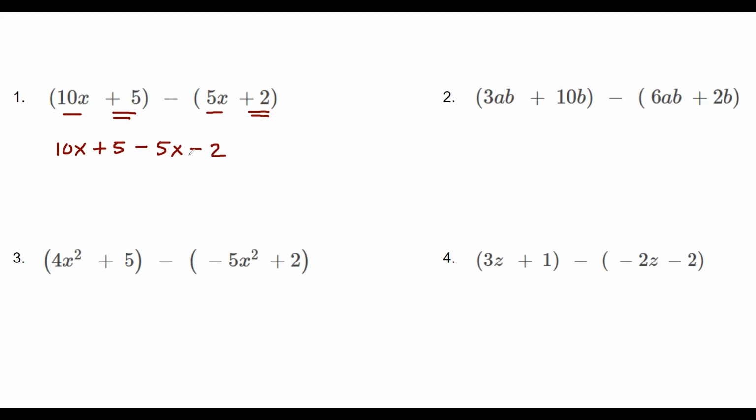And now it's just a problem involving the combination of those like terms. We already said that these were our like terms, 10x and minus 5x. Those will combine to give us 10 minus 5 is 5. And then we have plus 5 and minus 2. 5 minus 2 is positive 3, plus 3. That would be our answer to question number 1.